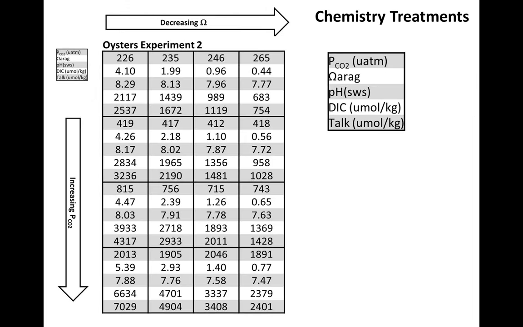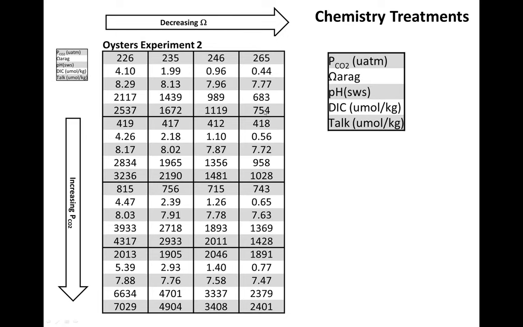So to give you a sense of what the chemistry looks like in our experiments, this is probably the second least visually pleasing slide that I'll present today. We have 16 treatments here. We just put this into a matrix, which one of the grad students working on this project, Matt Gray, has termed a suite of treatments, otherwise known as a sweetments. And what you'll see is that going across from left to right, you have decreasing saturation state, and from top to bottom is increasing PCO2. And then each of these boxes is a treatment with the chemistry of PCO2, saturation state, pH on the seawater scale, DIC, and total alkalinity.